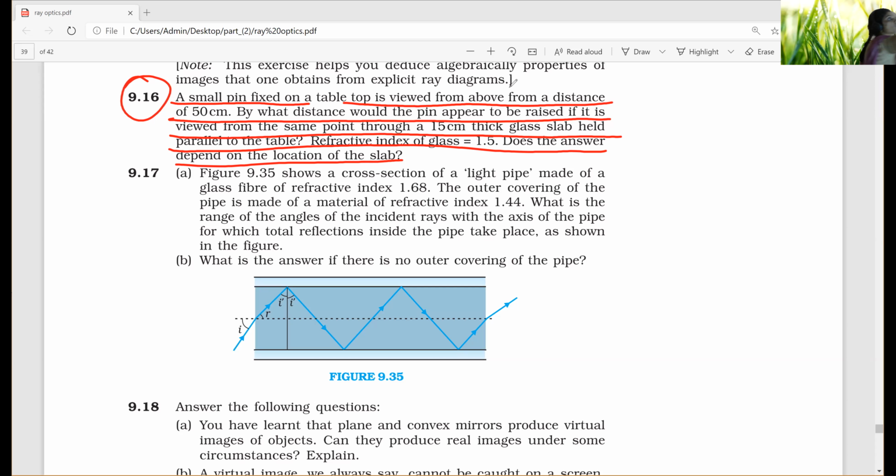9.16, what they ask in the question is, a small pin fixed on a tabletop is viewed from above from a distance of 50 centimeter. By what distance would the pin appear to be raised if it is viewed from the same point through a 15 centimeter thick glass slab held parallel to the table, refractive index of glass is 1.5. Does the answer depend on the location of the slab? So let us see how to solve this one.